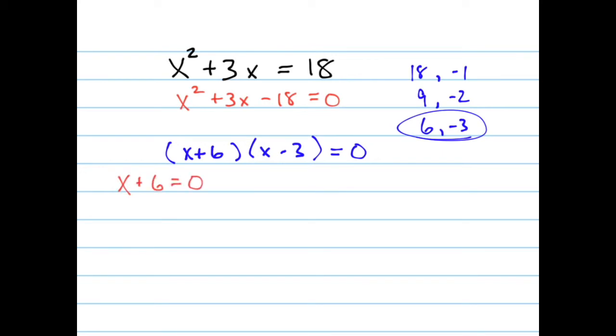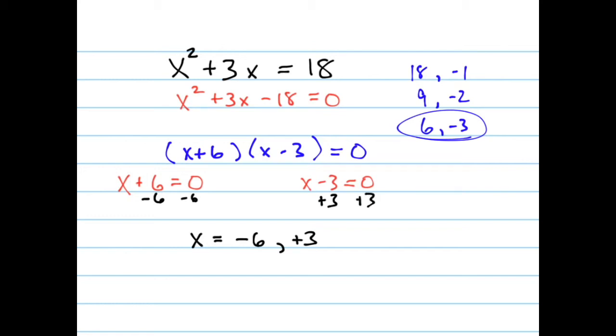I set each factor equal to 0. X plus 6 must equal 0, or x minus 3 must equal 0. What does that give me for values for x? Negative 6 and positive 3. Subtract 6 from both sides, add 3 to both sides, gives me my two solutions.